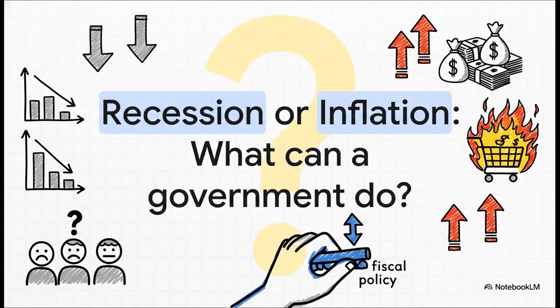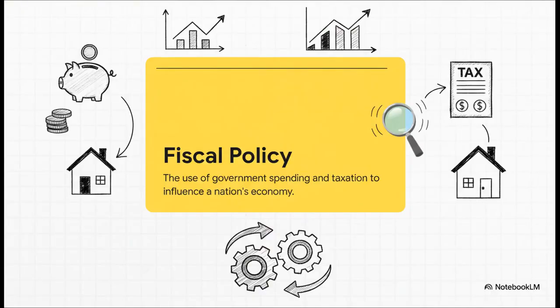So just imagine the economy is facing one of two huge problems. Either it's shrinking into a recession, people are losing their jobs, or it's totally overheating with prices just spiraling out of control. So what can the government actually do? Well, that's the big question that fiscal policy is designed to answer. And that answer is fiscal policy.